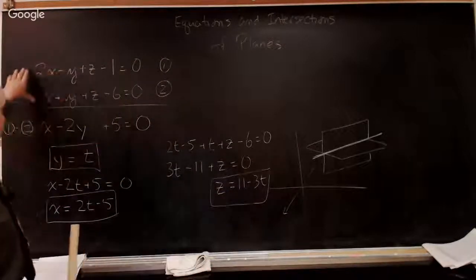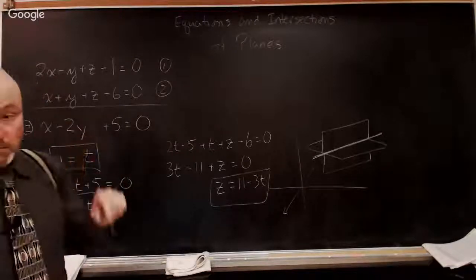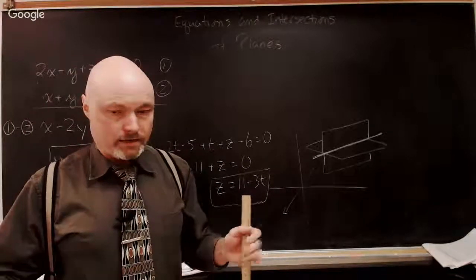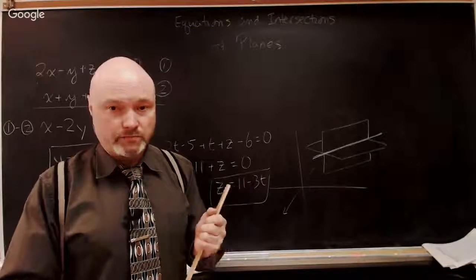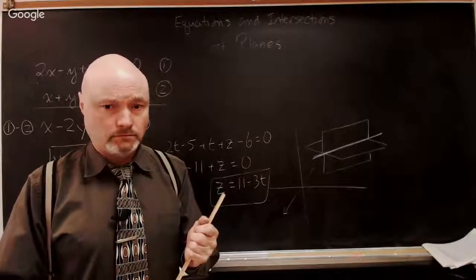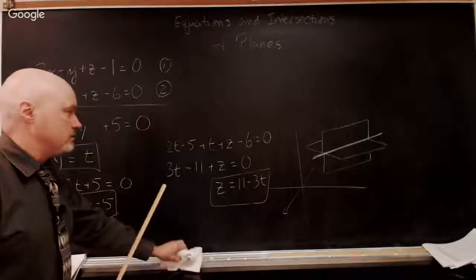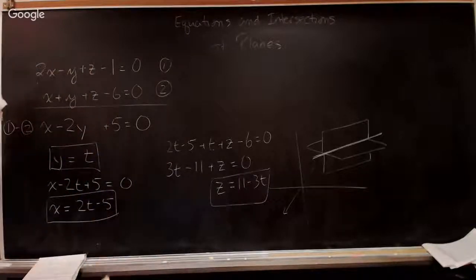But just taking a look at these, I know that the normal vectors don't head in the same direction, and hence the planes aren't parallel. Okay. Good enough? There's how we find the line in parametric form.